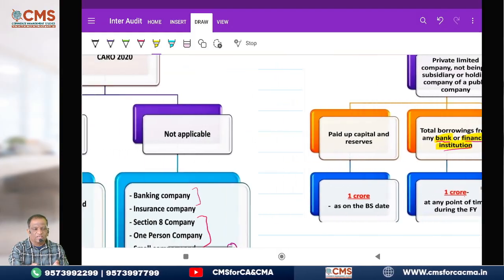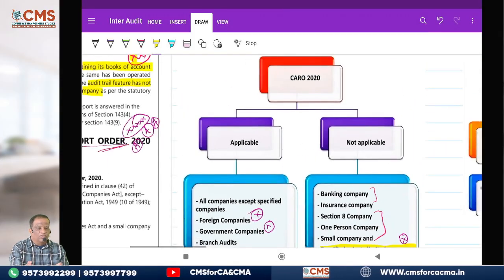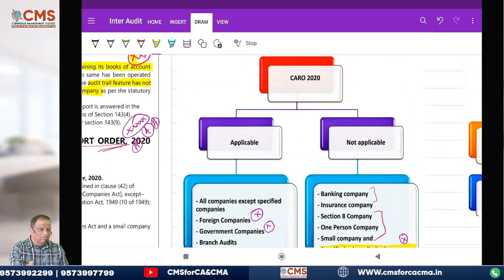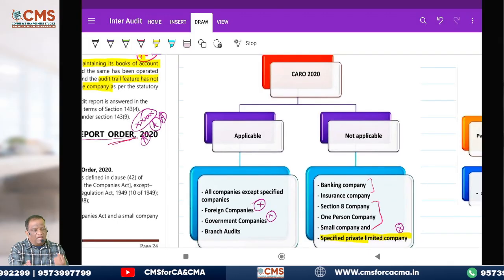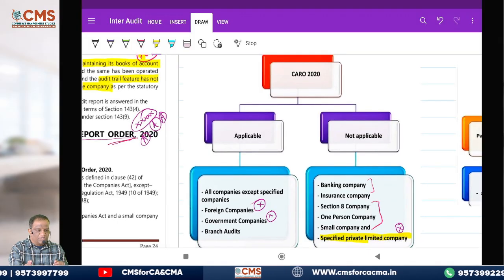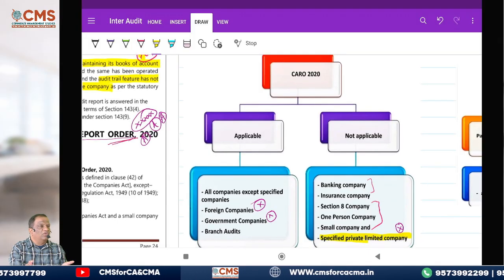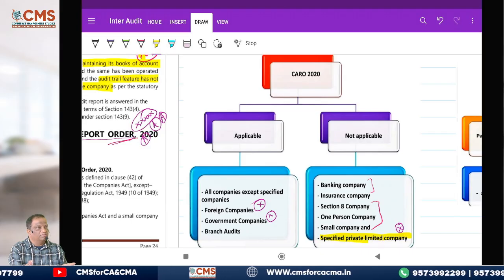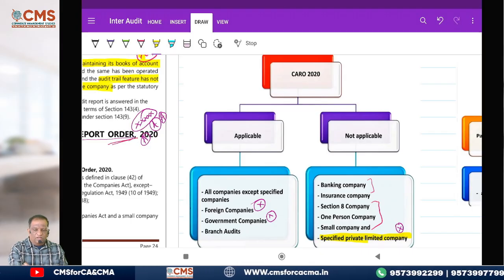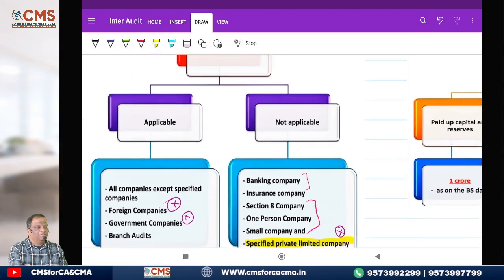Now let's revise it. Now you tell me, for whom CARO is applicable? What is the single one rule? All companies unless it is exempted. But from exam perspective, then is it applicable to foreign companies? Is it applicable to government companies and all that? The answer is yes. Now tell me for whom it is not applicable.